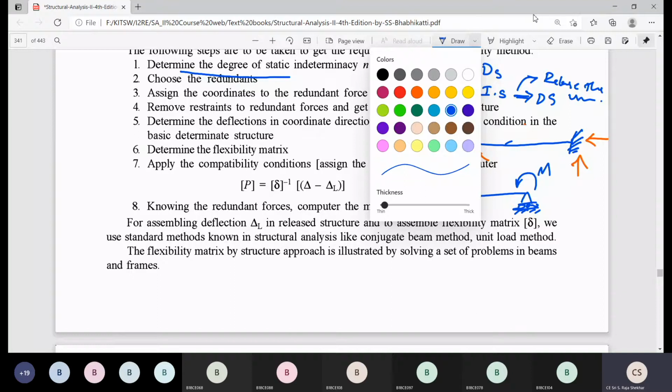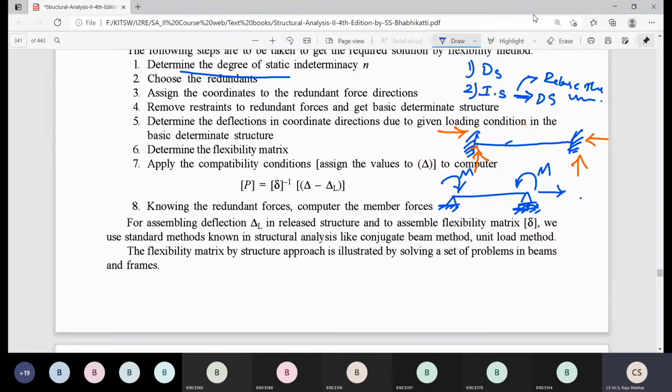So this is the determinate structure. So first step, we need to calculate the degree of static indeterminacy. In second step, we need to convert the indeterminate structure into a determinate structure by releasing the unknown redundant forces. So now if you see, we calculate for this one the degree of static indeterminacy. For this, it is 0. For this beam, the number of unknowns is 3, so we can analyze easily. So this is the second step.